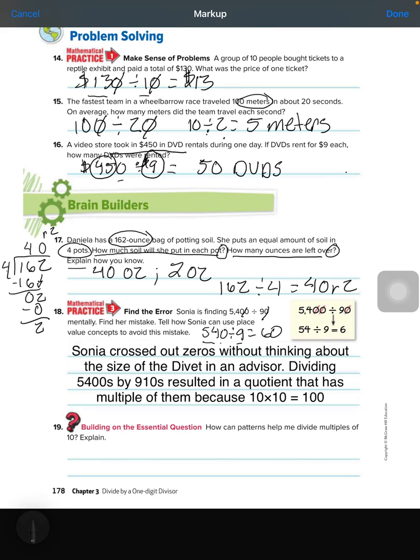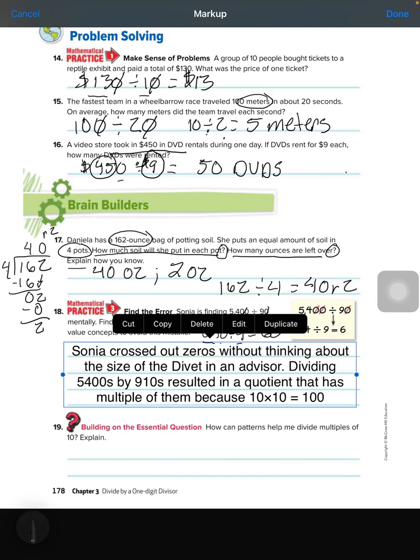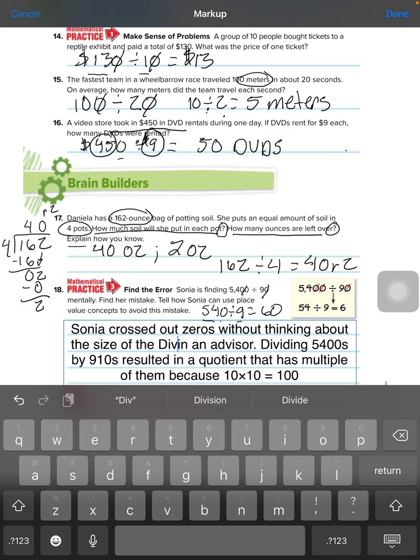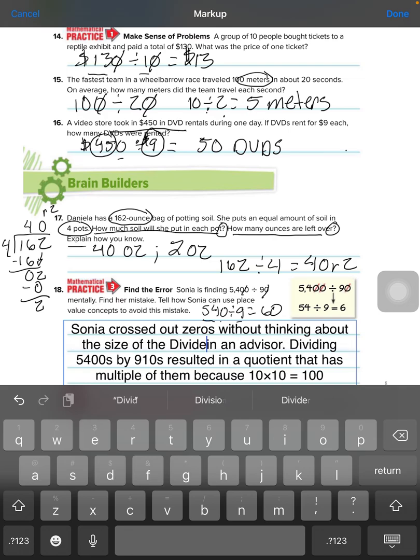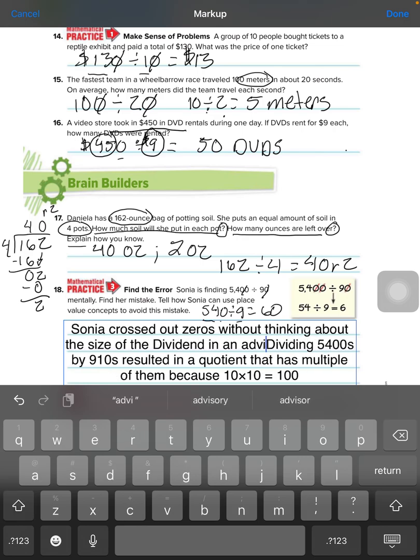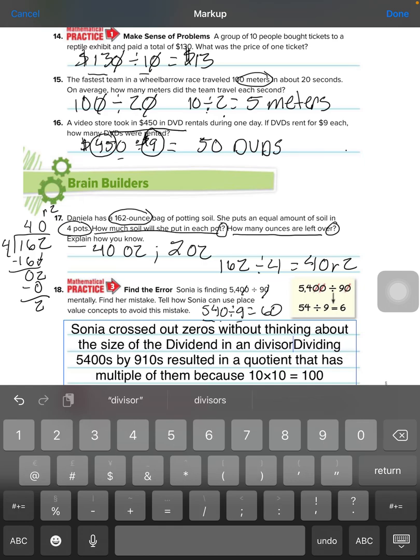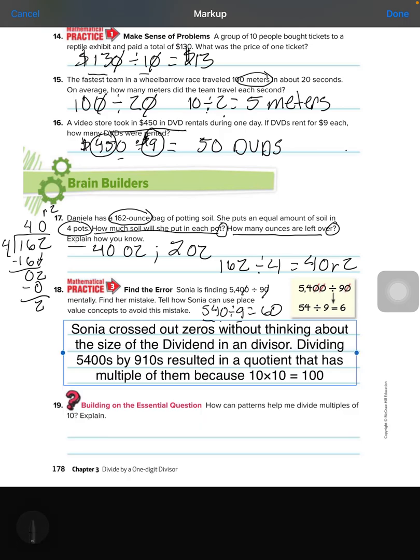Then I can just slide it right there. Now, what you need to say, whoa, they didn't do what I said. Well, computers aren't perfect, but they're close. So just pretty much tell me that she crossed out way too many zeros, and that's why she got it wrong. All right, let's move on to 19.